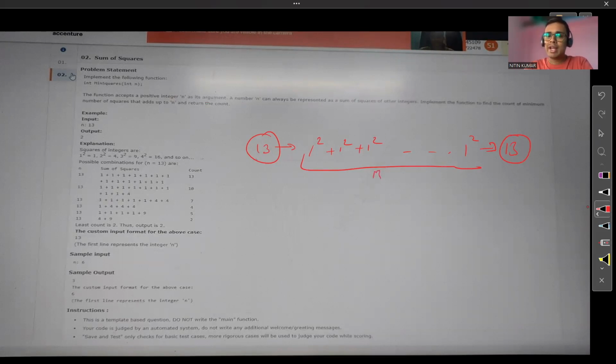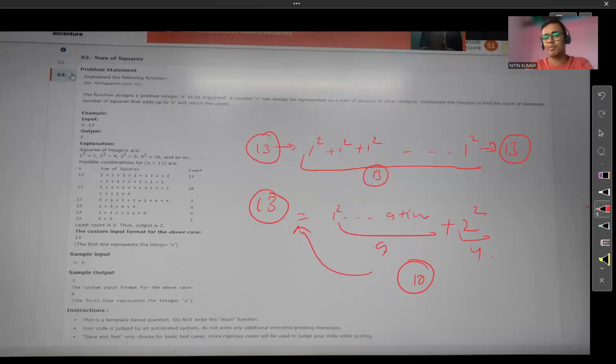So by adding one square a total of 13 times, we are getting the value 13. Now there is one more way that we are adding one square. You can see here one square 9 times, which eventually gives me the value 9, and then I add 2 square to it, which is 4. So 9 plus 4 will eventually be 13. So 9 times it will be written, and then 1 time 2 square will be written. So in 10 times I'm getting the value 13.